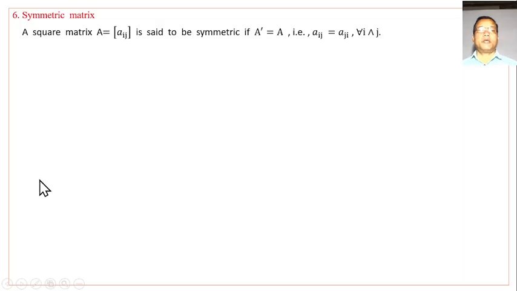Symmetric matrix. A square matrix A is said to be symmetric if A transpose is equal to A. That is A of suffix ij equals A of suffix ji for all i and j. In a symmetric square matrix, the element in the ith row and jth column equals the element in the jth row and ith column.